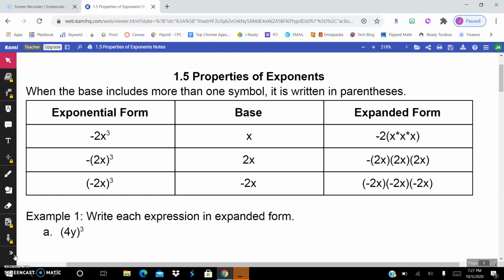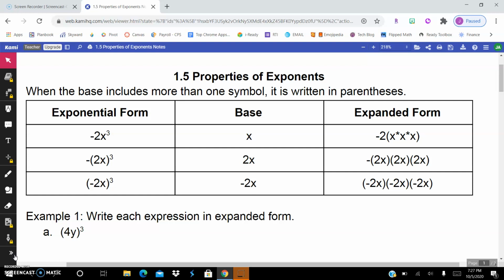We are moving into section 1.5, properties of exponents today, and we are going to spend a couple of days on section 1.5. Today talking about properties of exponents. Tomorrow we'll talk about scientific notation. So when the base includes more than one symbol, it is written in parentheses.